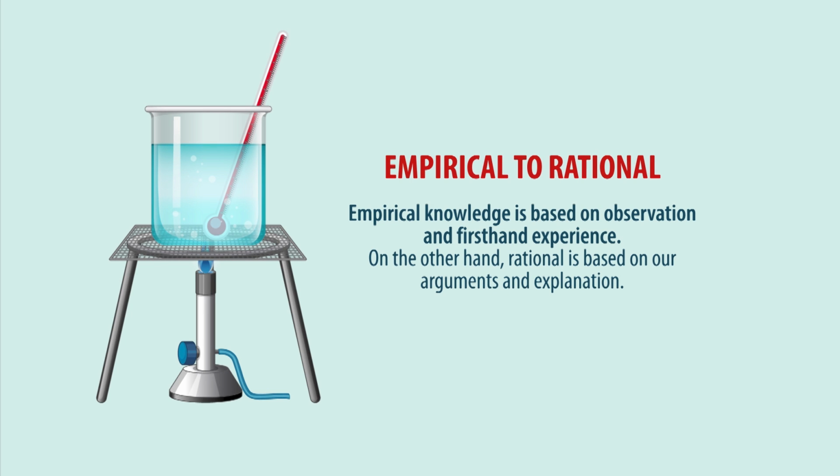On the other hand, rational is based on our arguments and explanation. Empirical is less general statement, whereas rational is more general statement. So safe approach in teaching is that we should proceed from empirical to rational. It is less mental maturity to more mental maturity. Plain geometry makes better sense when taught in the context of everyday life instead of highly abstract theory.